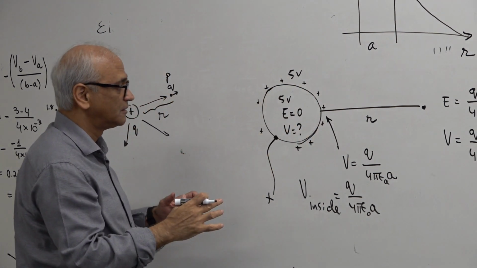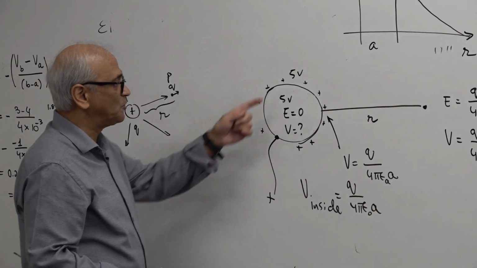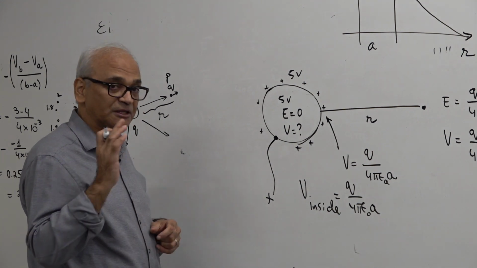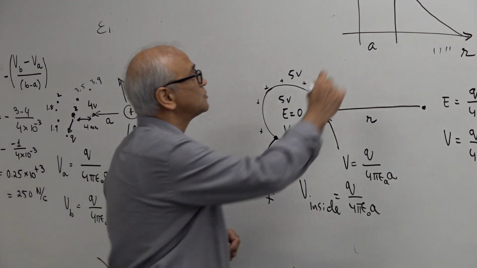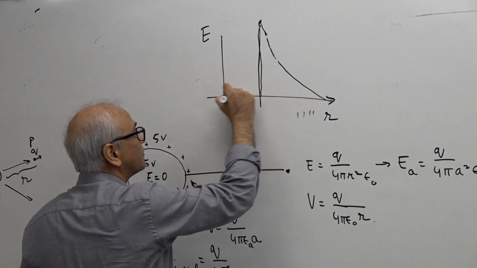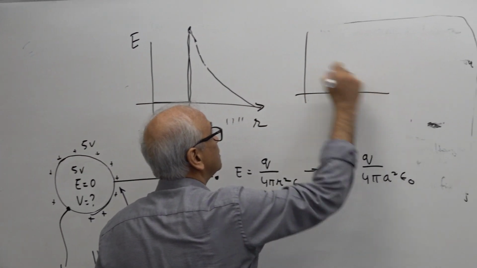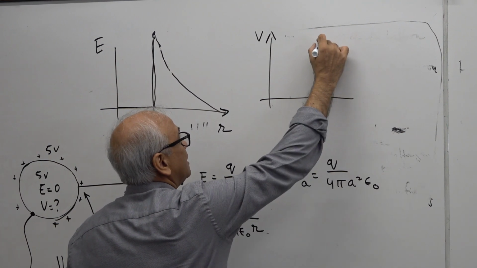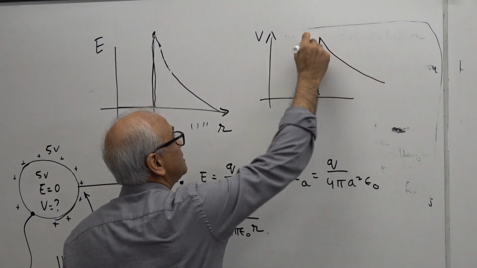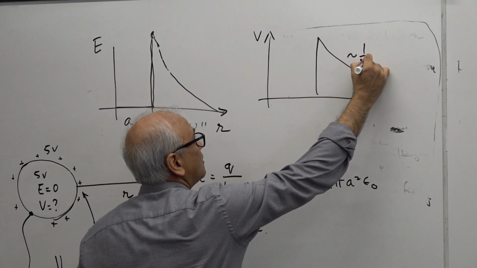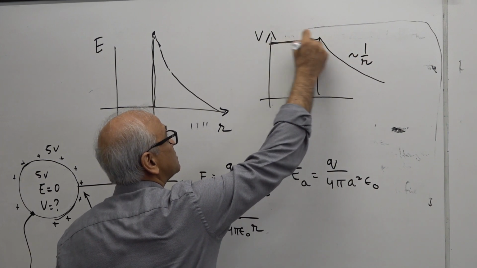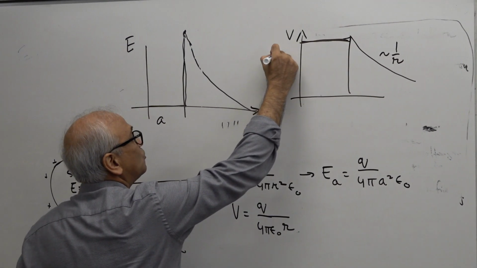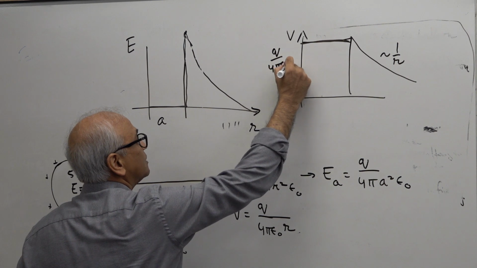Even for a metallic sphere, you put charges outside, inside the electric field will be 0, but the potential will be constant. So the electric field goes down to 0 over here, but for the potential V, this is what happens. It drops outside as 1 over r, but right here it becomes constant, which is basically Q over 4 pi epsilon naught a.